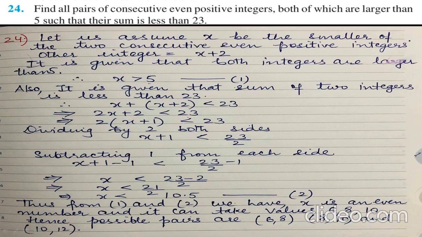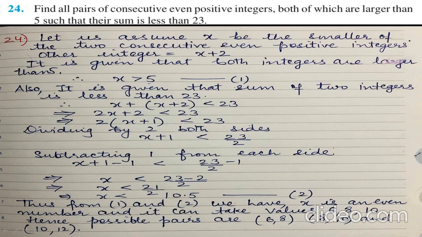So we get that x must be greater than 5 and less than 10.5, and it is an even positive integer. So the possible values which x can take are 6, 8 and 10. When x is 6, x plus 2 is 8, so the consecutive even integers will be 6 and 8. When x is 8, the other will be 10, and when x is 10, the other even positive integer will be 12. So this is the answer for question number 24.